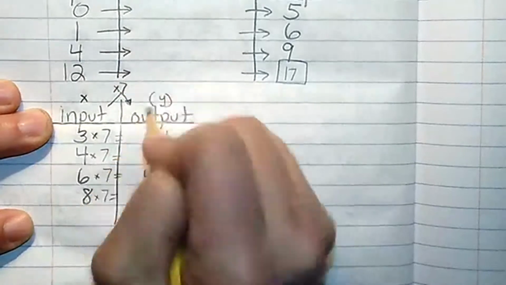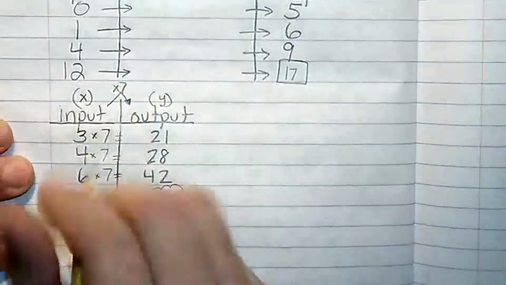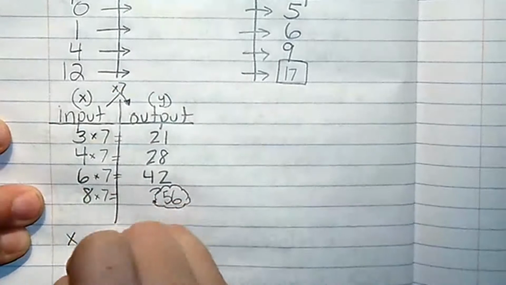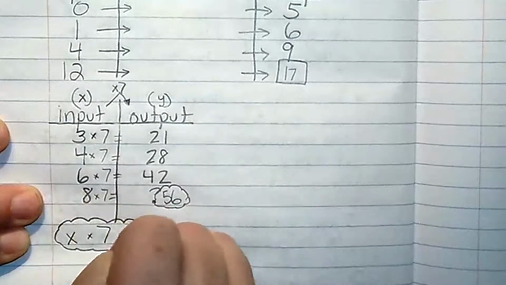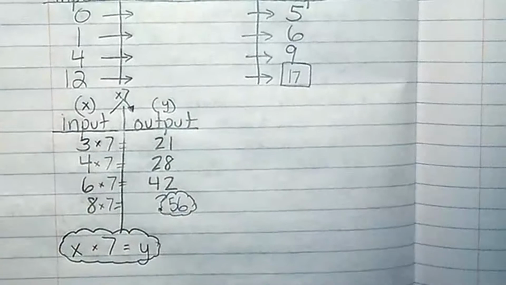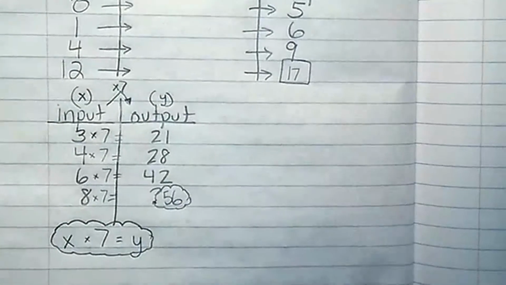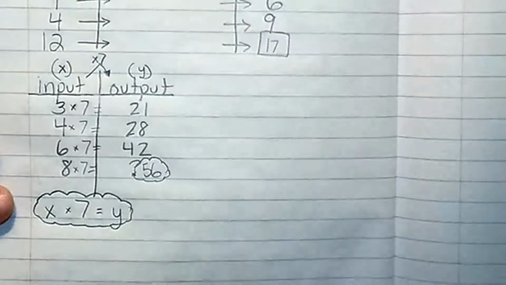Sometimes people call this X and they call this Y. X went into our chart. We multiplied it by 7, and Y came out. Look at that algebra. We're looking brilliant, aren't we? All right, let's try another one.